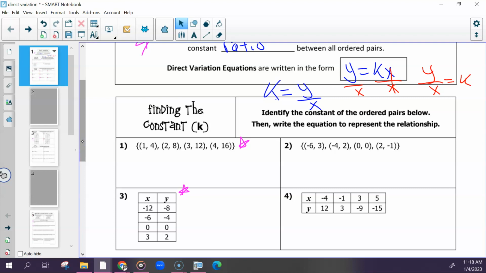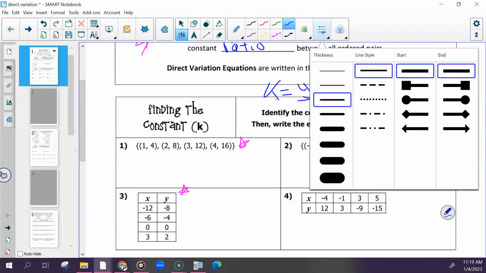So we talked about the equations. We're going to use at least one of these equations to actually find k. So whether you're given ordered pairs or a table, we're going to be using k equals y over x. And we're going to do that and see if we get the same k value for each of the ordered pairs or each value in the table. If it's the same throughout, then that is your k value. We can find our equation. If it's not, then that's not our k value. We wouldn't find our equation.